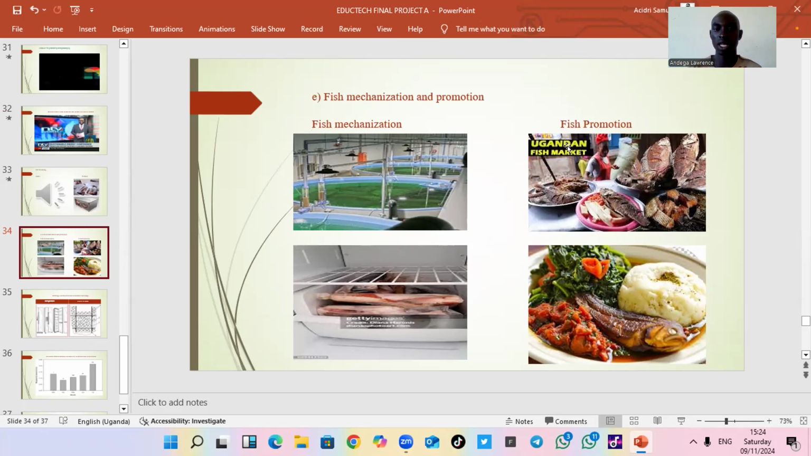We can see here this Ugandan woman who is selling fish at a fish market, and basically is selling smoked fish and even prepares meals related to fishing. So that is how fish can also be preserved in East Africa.